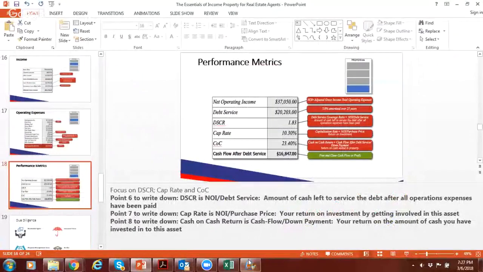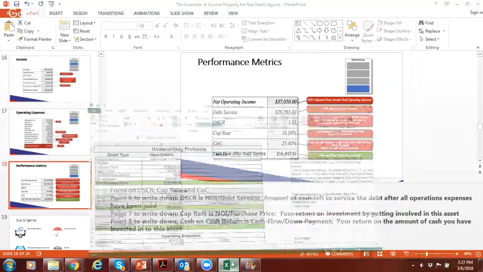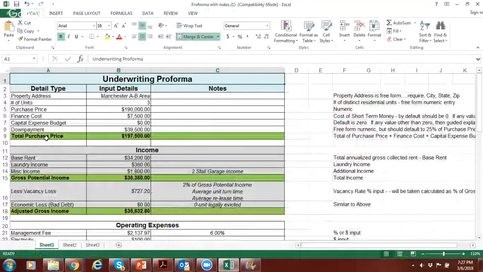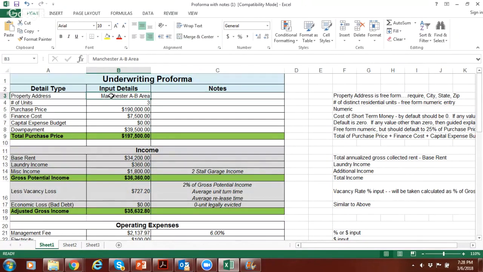So I'm going to jump into an actual example and go through it. This is the actual pro forma that I'm sharing with you, that I'm giving everyone access to, so that you can run your own numbers. This is broken up again into 4 sections, similar to what we went through. The top section here is your basic information, so the property address, the number of units. This is the property address. I've just stated a fictitious address here.